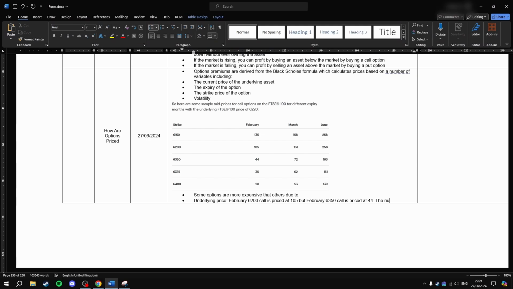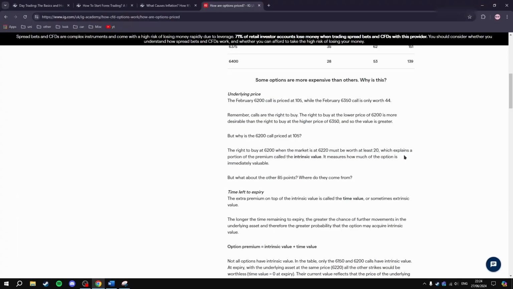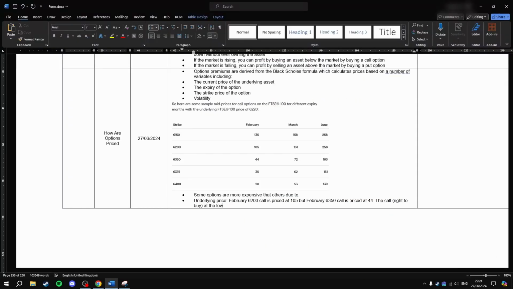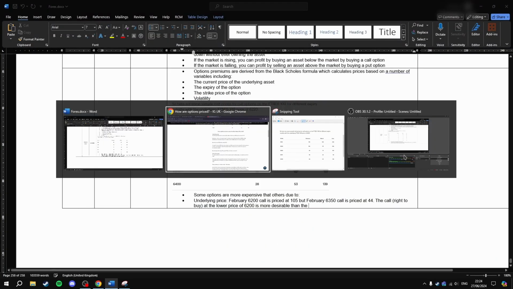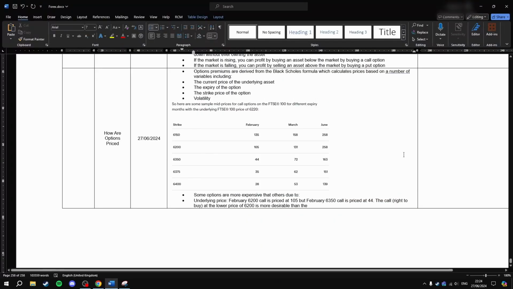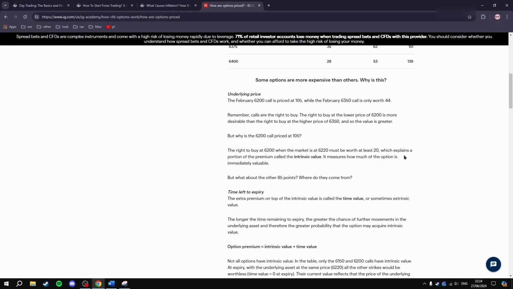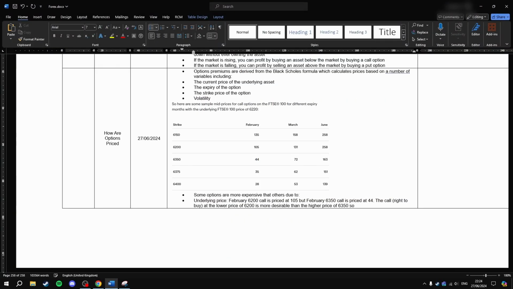So the call, the right to buy at the lower price of 6200, is more desirable than the higher price of 6350. So the value is greater.